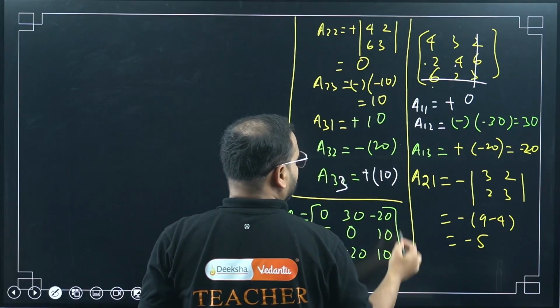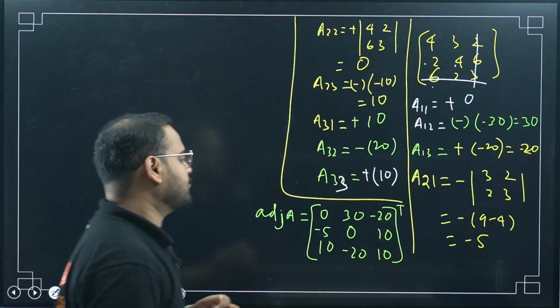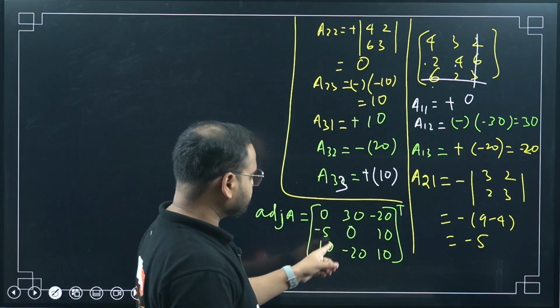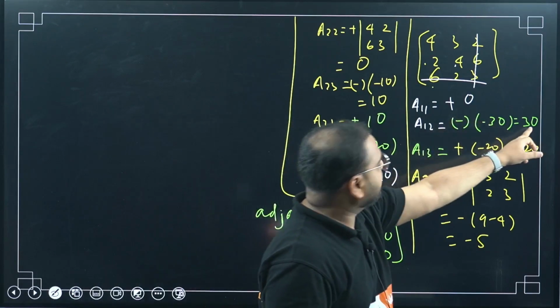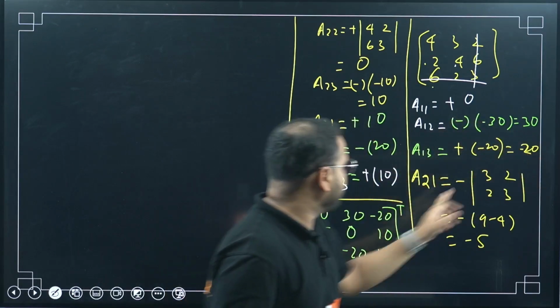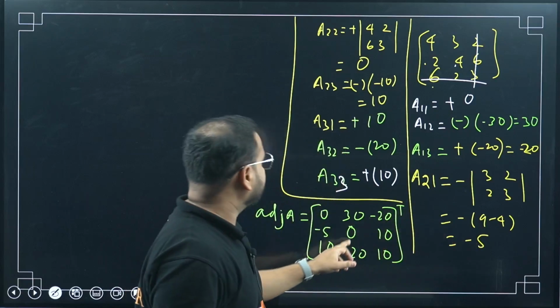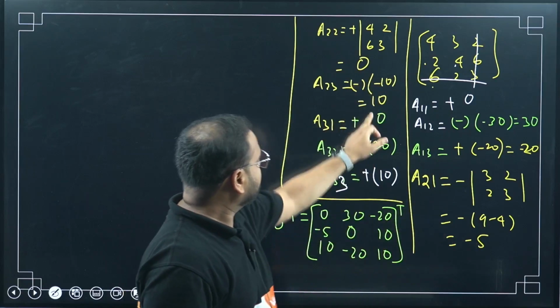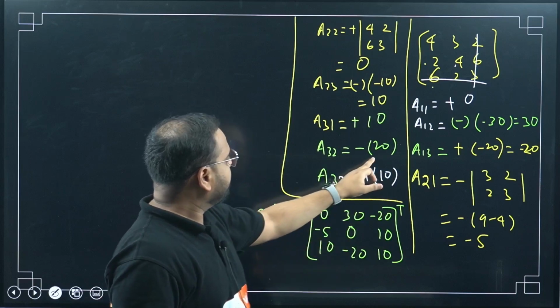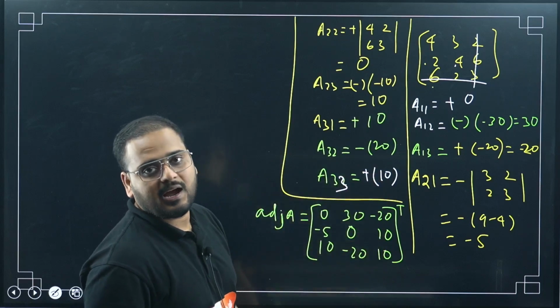Sorry, this with transpose. Please have a look. 0, 30, minus 20, minus 5, 0 over here, 10 over here, 10 again, minus 20 here and 10 here. I have taken in that order only.